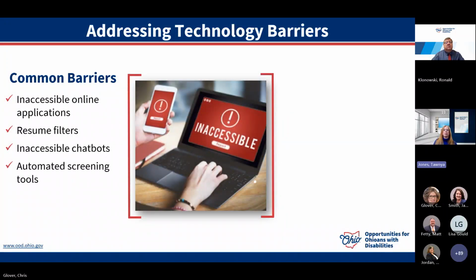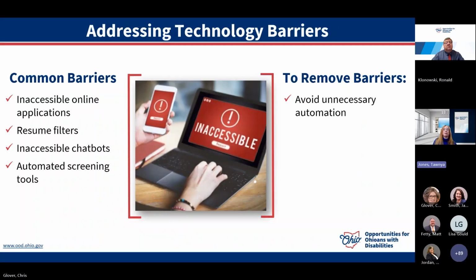Automated screening tools may misinterpret facial expressions or speech patterns, which can potentially disadvantage applicants. To remove these barriers, consider the following steps. Avoid unnecessary automation. Turn off tools that rely on facial expressions or speech patterns. Disable filters that automatically reject applicants based on employment gaps or other non-essential criteria. Permit applicants to opt out of automated screening and request alternative methods.